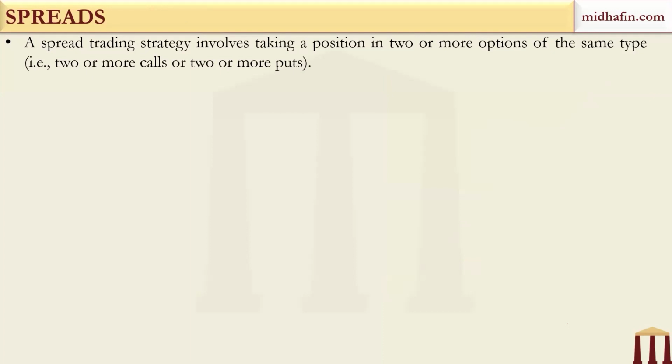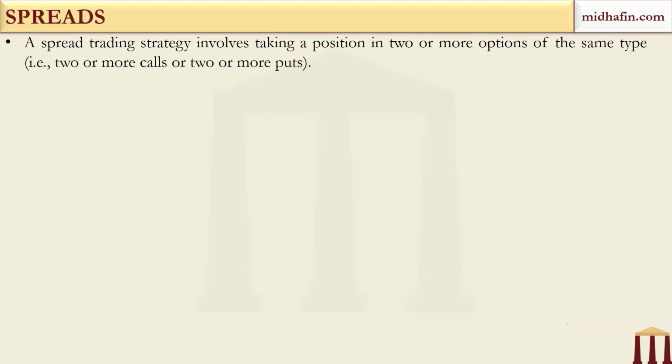Spread is a trading strategy which involves taking positions in two or more options of the same type. That means you are taking positions in two or three options, and all these options are either call or put. They are not a combination of call and put. It's only call or only put. If you're only using these, we call such strategies spread strategies.